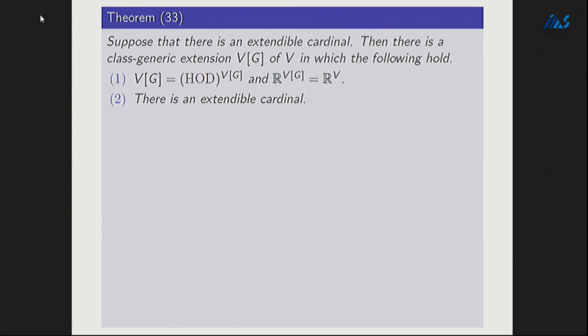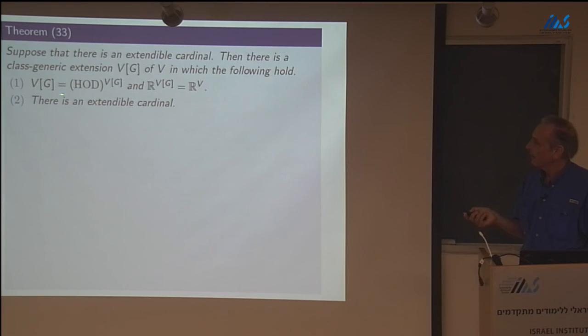All right, here's the main technical theorem. Suppose you have an extendable cardinal, then there's a class generic extension of V in which the following hold. V[G] thinks V is equal to HOD, and we don't add any reals. There's an extendable cardinal. Here's the technical thing.